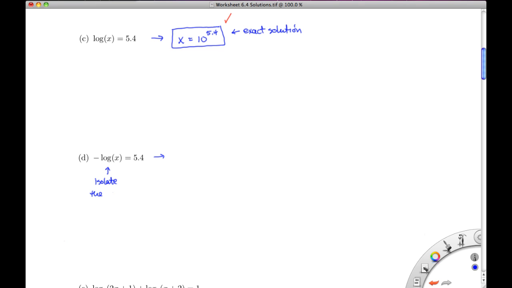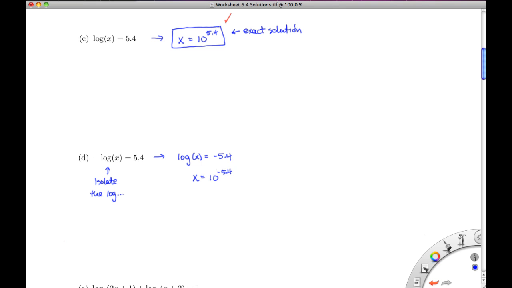Now that would mean that if there's any coefficients floating around or extra constants, we'd want to get everything to the other side. So isolate the log. In this case, we'd have to multiply both sides by negative 1. So we have log of x is equal to minus 5.4. And then we just use the same property. So this tells us that x has to be equal to 10 to the power of negative 5.4.